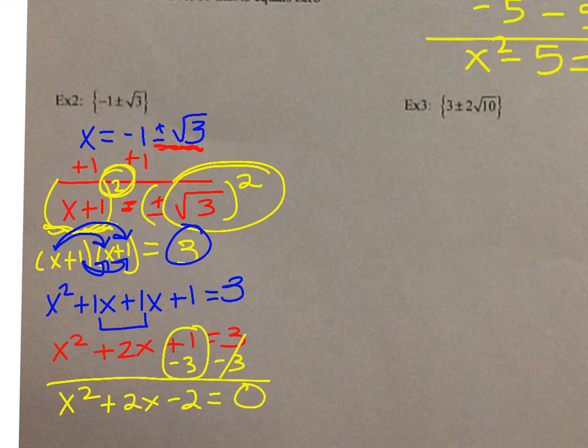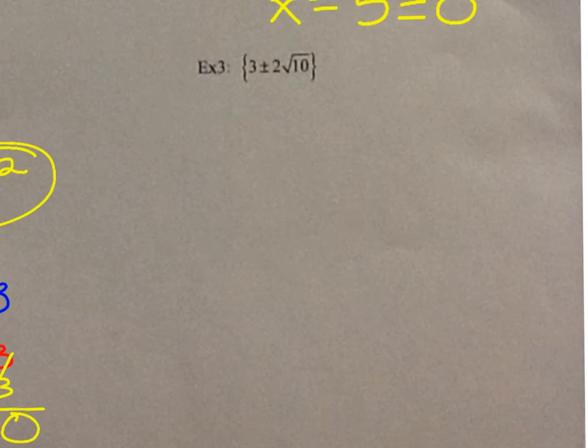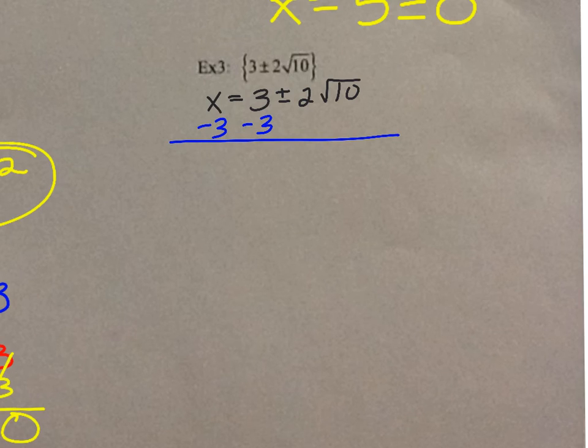All right, let's take a look at number 3. All right, so number 3. Start off by setting them equal to x. So I have x equals 3 plus minus 2 the square root of 10. So we're going to minus 3 from both sides. That's how I start. We want to get this isolated. x minus 3 equals 2 plus minus the square root of 10.